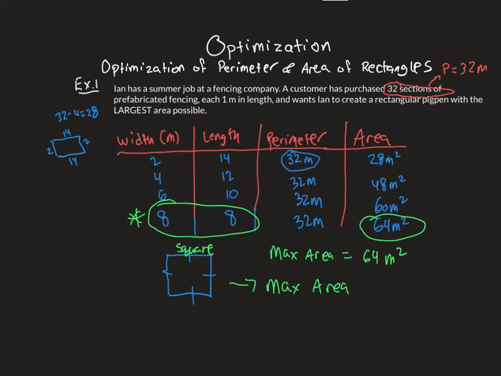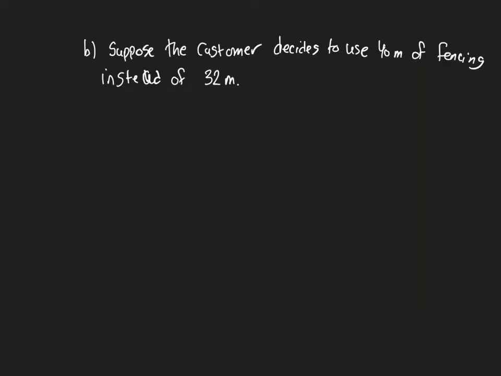So how do we turn this into a law then? Okay, so let's go and check into the example here. In part B, they're asking, suppose the customer decides to use 40 meters of fencing instead of 32 meters. So basically now they're telling you that this is your new perimeter. Okay, how would you make this fencing?